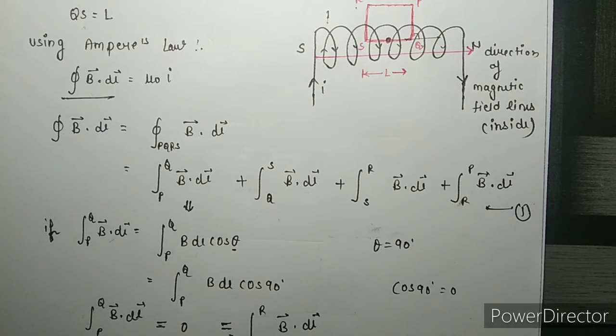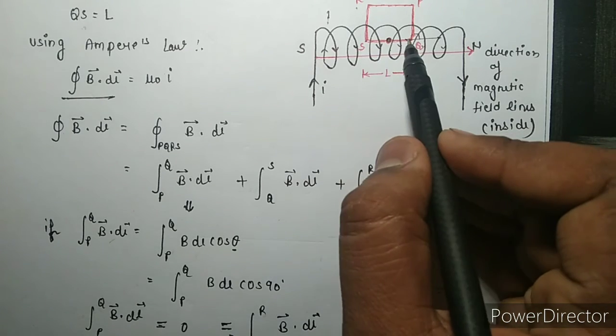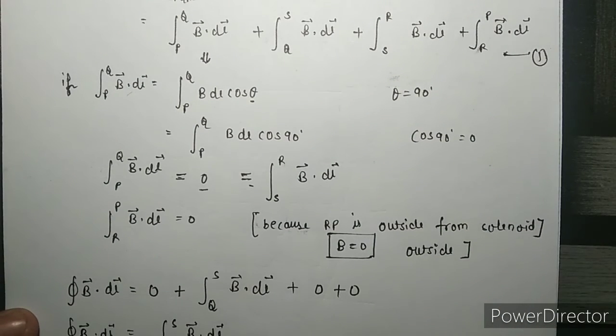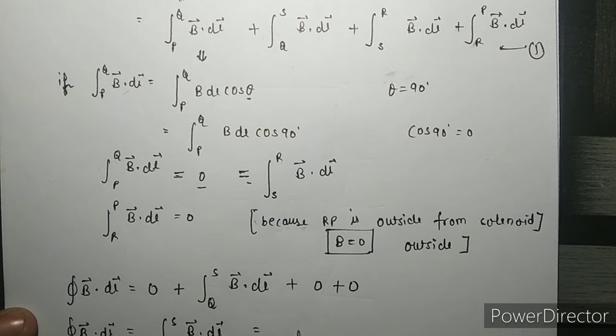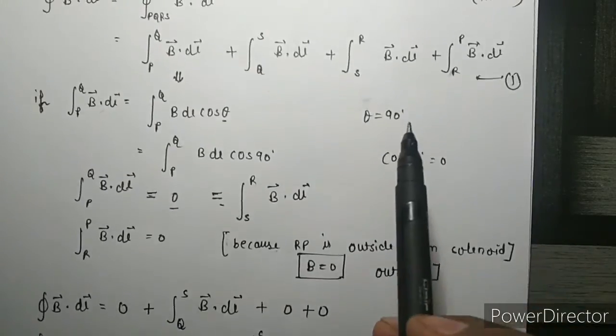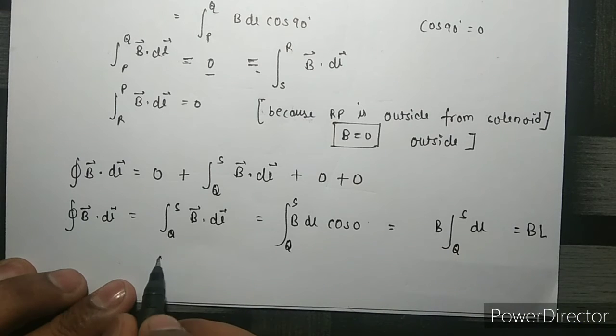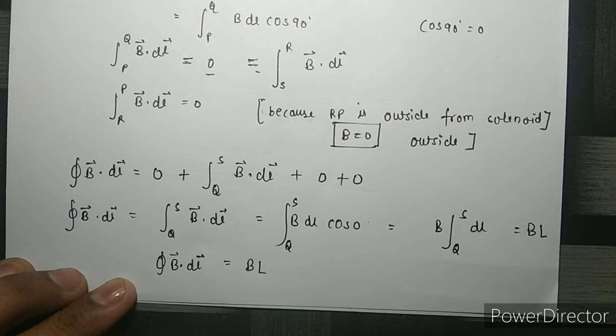In the side SQ, B dot dl means the magnetic field and dl make a 0 angle, because the magnetic field direction is also along S to Q. So Q to S of B dl cos 0, and cos 0 is 1, and the integral of dl from Q to S is L, because the total length of this side is taken as L. So the closed integral of B dot dl equals BL. This is equation 2.